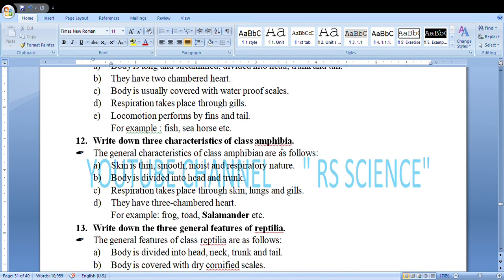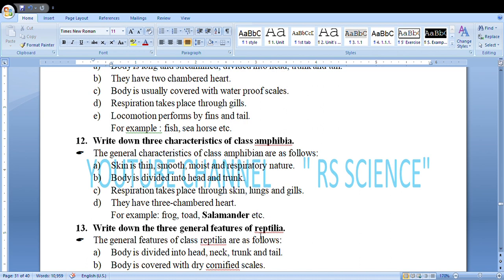Features of class Amphibia. Skin is smooth, moist, thin, and respiratory in nature. Body is divided into head and trunk. Respiration takes place through skin when they are in water, lungs when they are on land, and gills when they are in tadpole stage. They have 3-chamber heart. Example: frog, toad, salamander, etc.